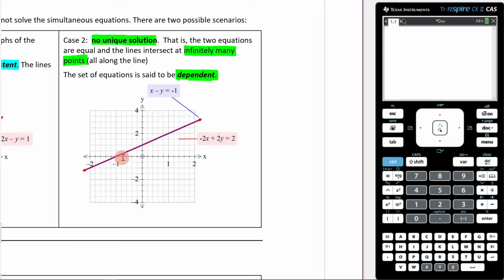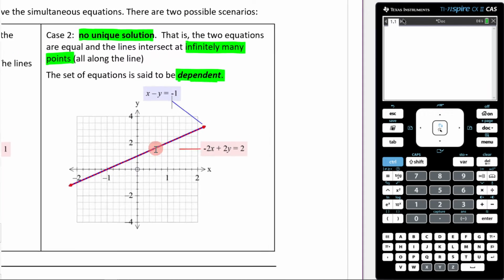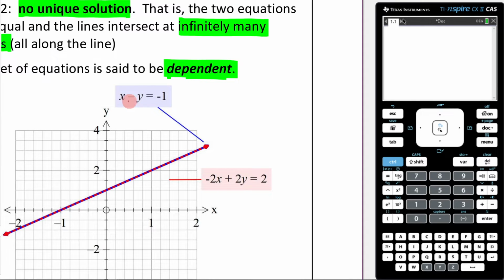So if you've got an infinite amount of solutions, that means you have no unique solutions. So when you have the same line, that means you have no unique solutions here. And if you're asking yourself, these lines look different. This is x minus y is equal to -1, and this is negative 2x plus 2y is equal to 2. How is this the same line? Well, it's the same line because let's examine something for a second. Here is negative 2x, and here is x.